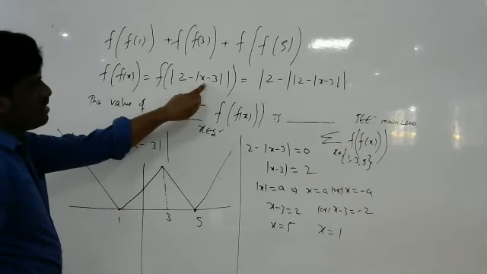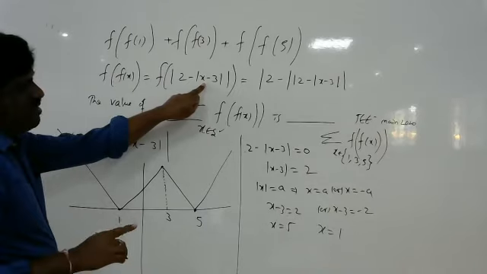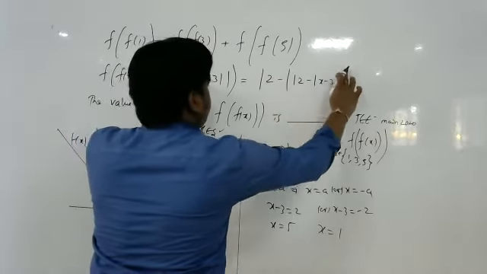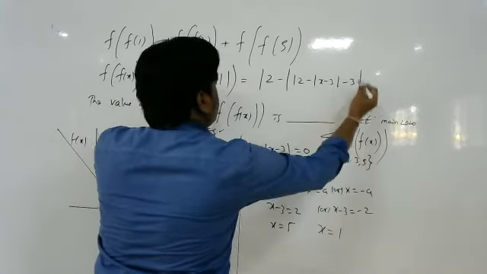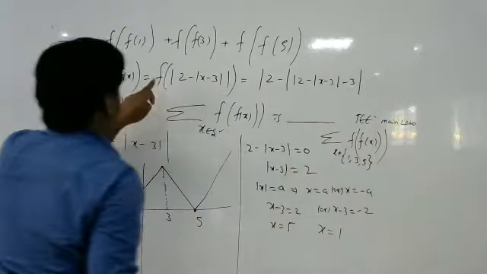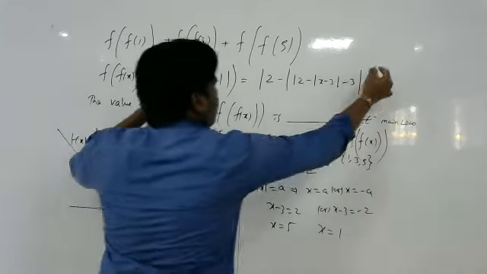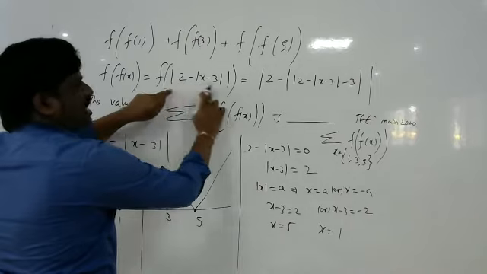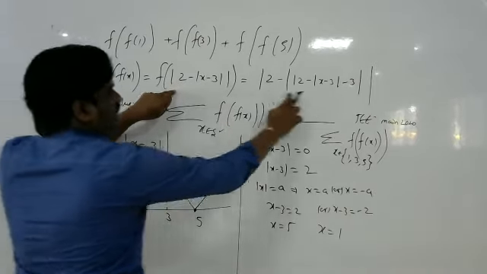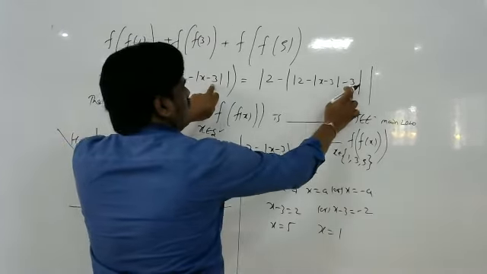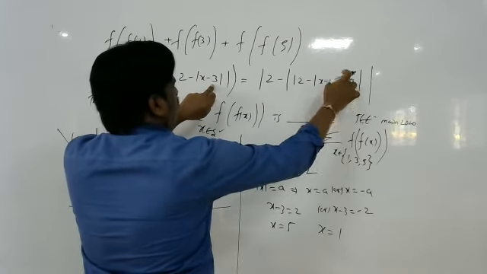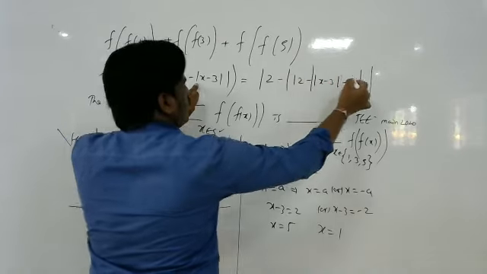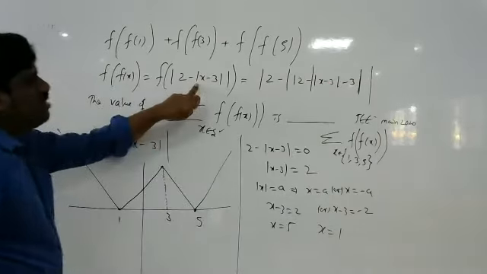2 minus x, in place of x I substituted everything, and then we can write minus 3. Right, this is what you get. Mod is there, mod 2 minus, and in the place of x this whole thing again, and you have minus 3, and this is inside the modulus, correct?